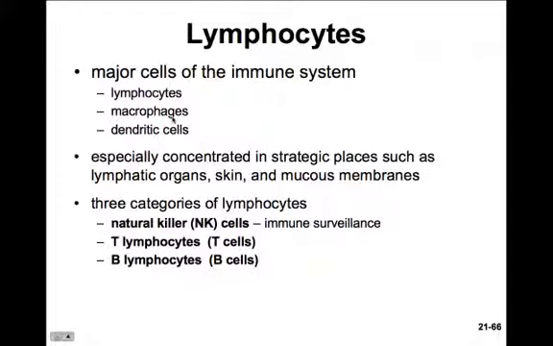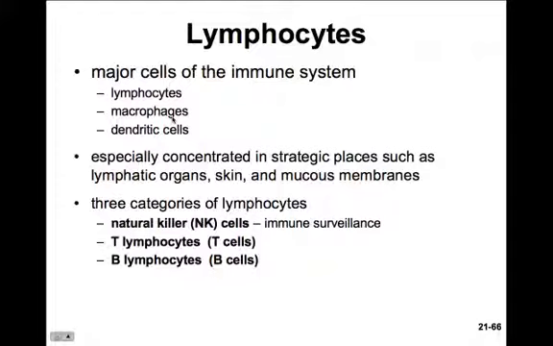Now let's look at the various lymphocytes. These are the major cells of the immune system. We've got lymphocytes, macrophages, and dendritic cells. They're especially concentrated, as we've seen, in specific places such as the lymphatic organs, the skin, and the mucous membranes.